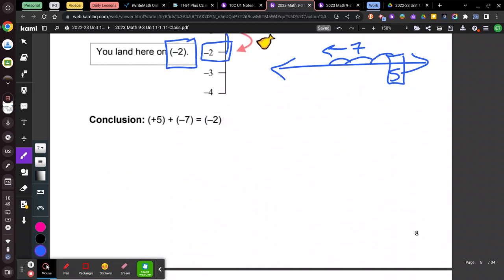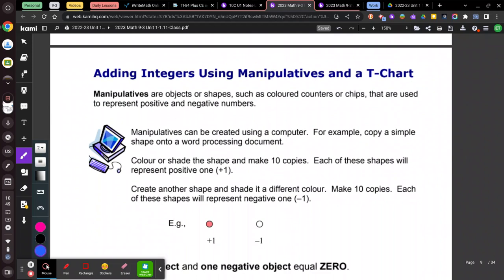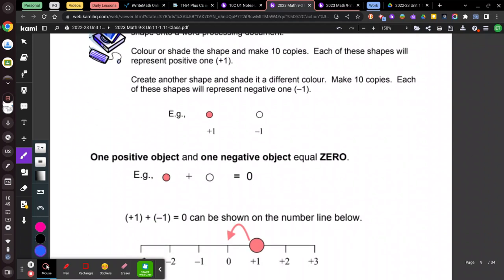All right, turn your page. What about using manipulatives and a T-chart? So we need to use a T-chart now. When we use T-charts, we're going to use little round circles. This one is shaded, and then we've got the white circle. The whites are the negative ones, and the shaded ones are the positive ones.